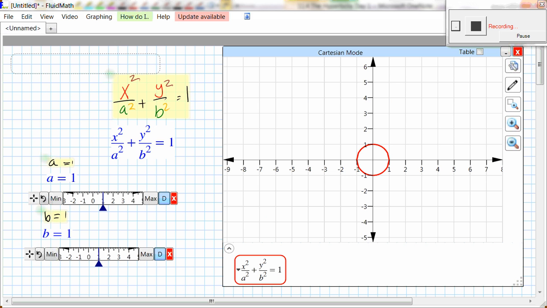So here's what I have. I kind of have this picture drawn for you already. You don't need to copy this. Just sort of look and pay attention and see what happens. So up here in this area, you can see I have the equation of what we just were talking about.